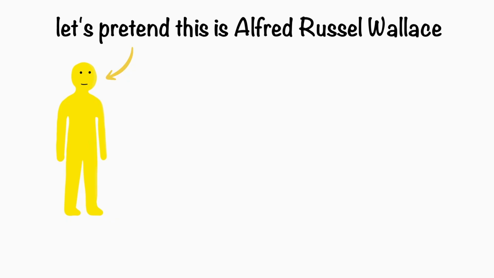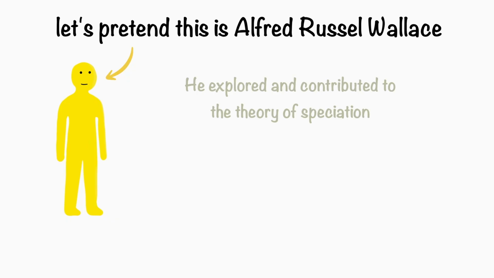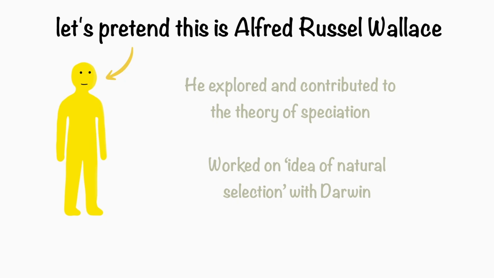An important scientist in developing the theory of speciation was Alfred Russel Wallace. He was working at the same time as Charles Darwin and was one of the early scientists exploring the idea of speciation. Wallace's contributions to evolutionary theory were absolutely groundbreaking, yet he often gets overshadowed by Darwin's fame. During his career, Wallace independently came up with the idea of natural selection and published work on the subject together with Darwin in 1858. This prompted Darwin to publish On the Origin of Species the following year.